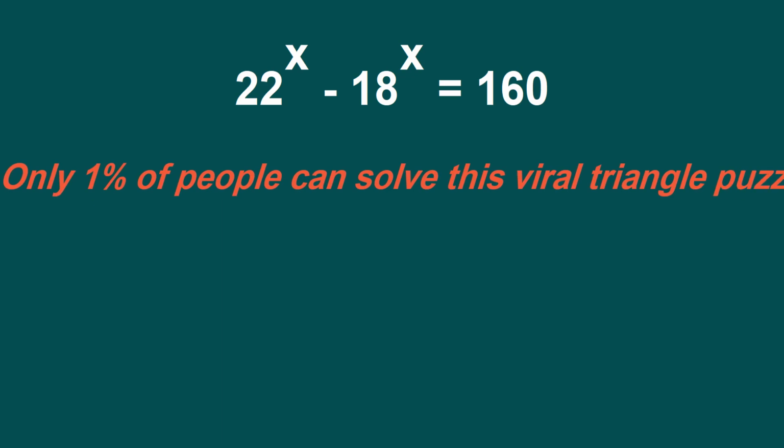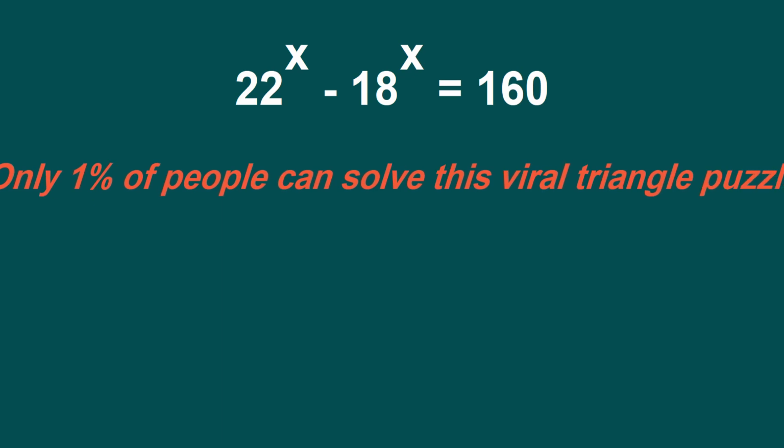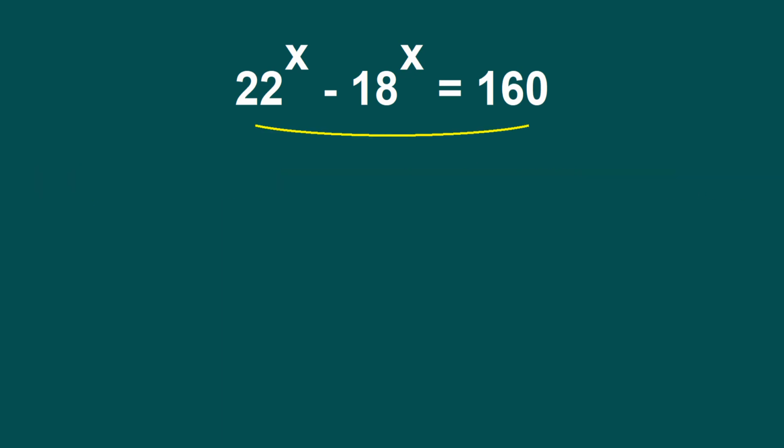In this showcase, we have this problem: 22 to the power x minus 18 to the power x equals 160, and we want to get the value of x.